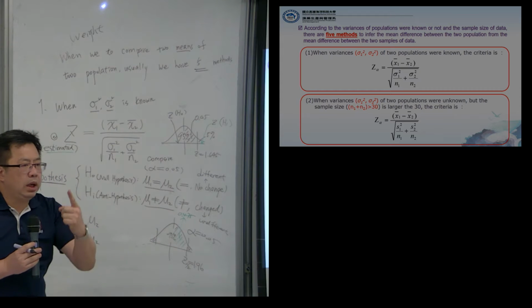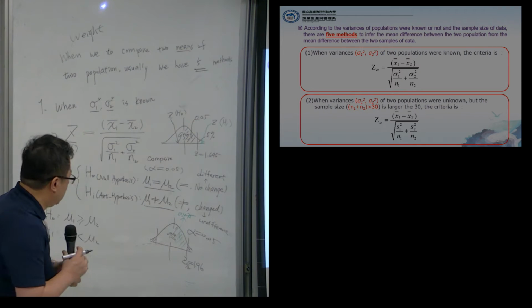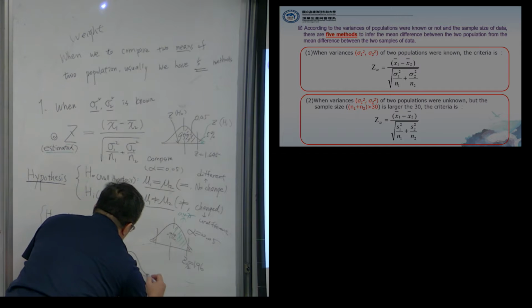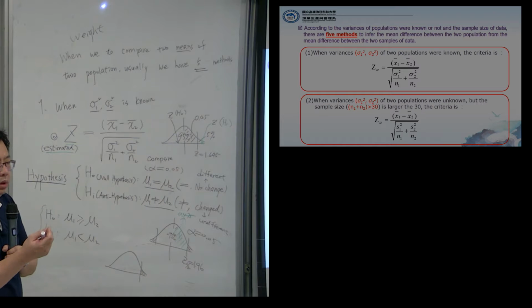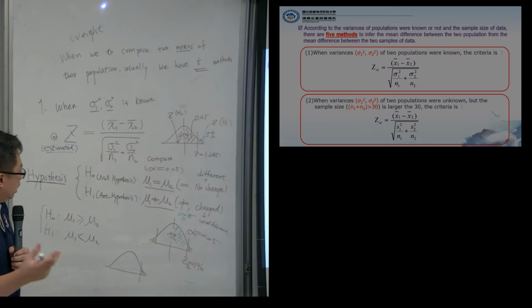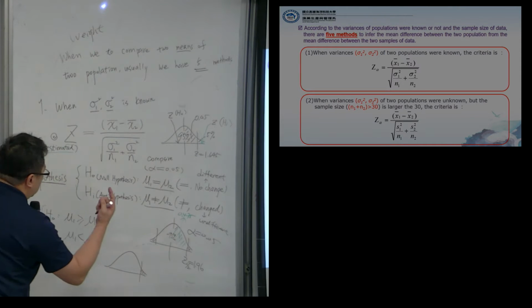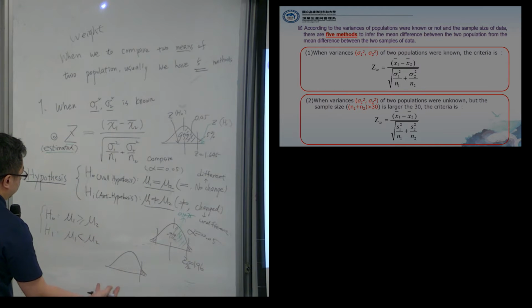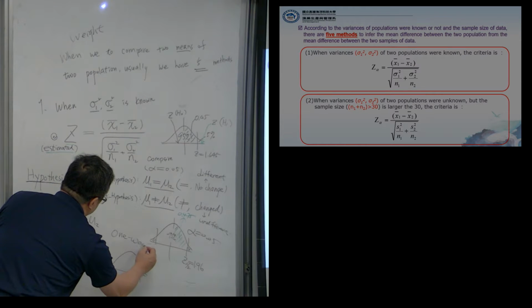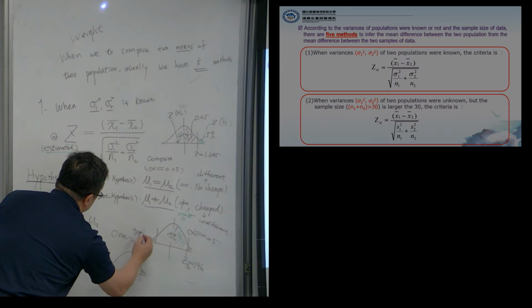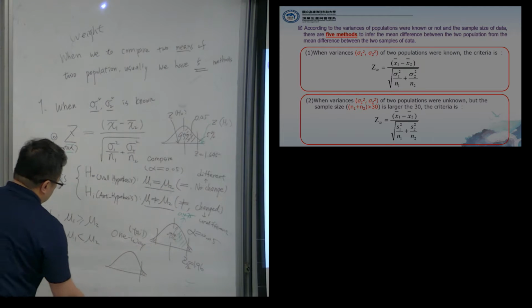So only one way. Only one side, one way. Only one choice. Either I am larger than you, or I'm lower or equal. So only one choice I can select. So this is one way. Here is one way.